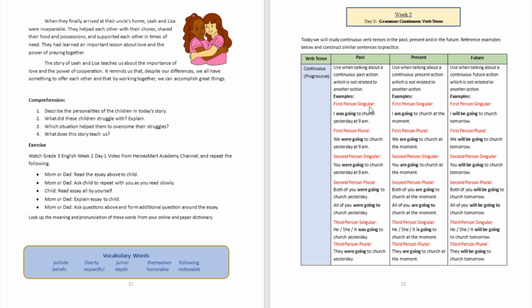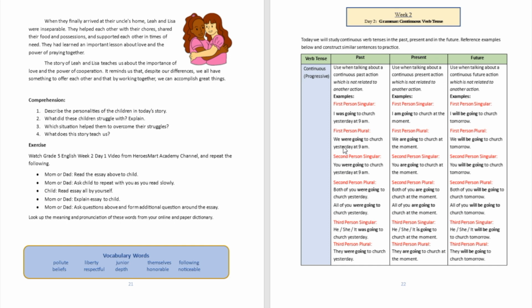First person singular, continuous past tense. I was going to church yesterday at 9 a.m. So did you see going over there? Well, there's a helping verb over here to let us know that it's something that I was doing yesterday. I was continuously doing something yesterday. Well, that's a continuous past tense. I was going to church yesterday when? At 9 a.m. Alright, now first person singular, that's it.